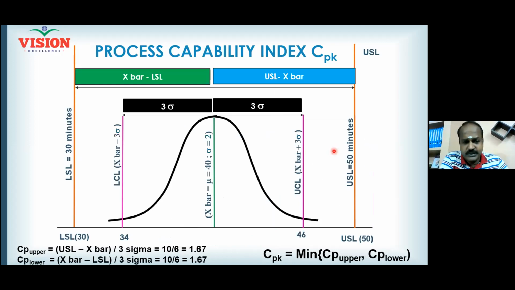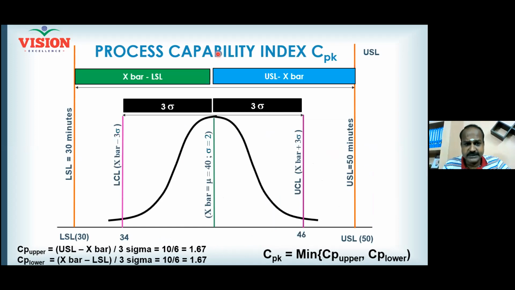Now we understood the meaning of CP as well as the limitation of CP. Now, how to overcome the limitation? I want to make the conclusion correctly. So now better use CPK. What is CPK? CPK is a broken down version of CP.